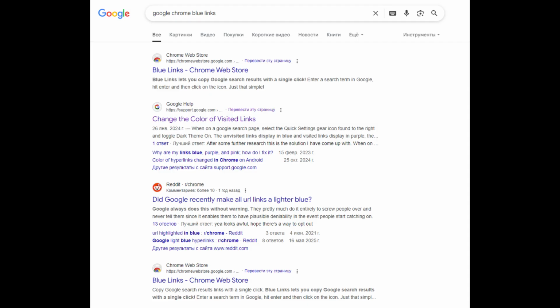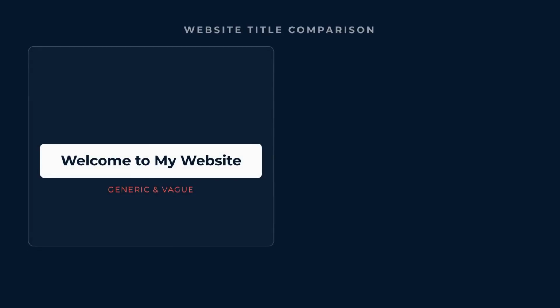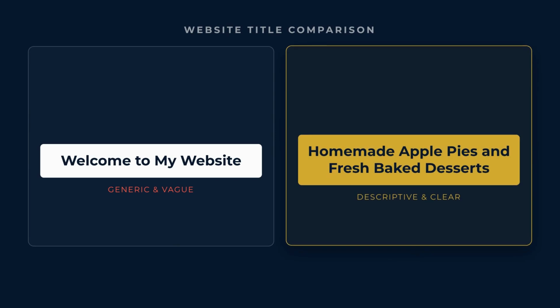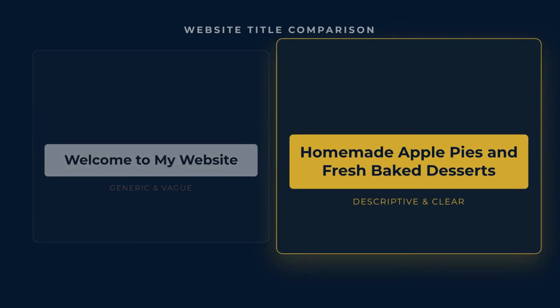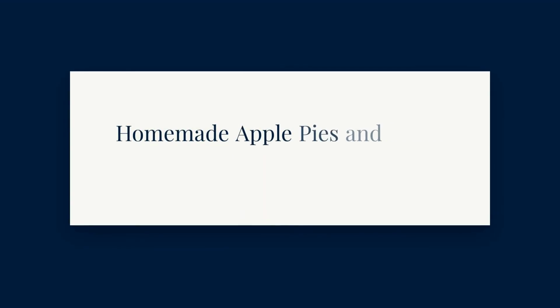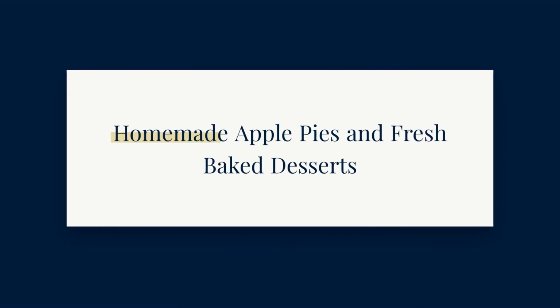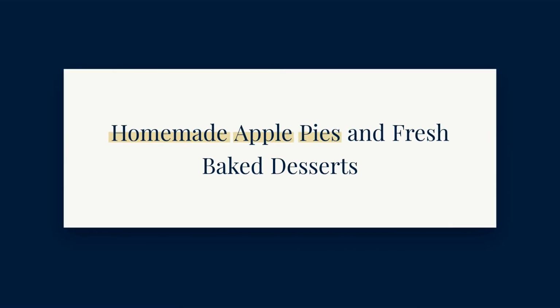One of the first and most important clues is the page title. The page title is often what people see in search results. It should clearly describe the page. For example, a title like Homemade Apple Pies and Fresh Baked Desserts tells visitors much more than Welcome to my website. A good title is specific, easy to understand, and includes important keywords naturally.